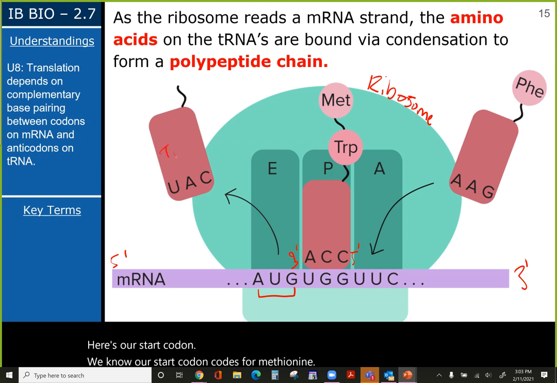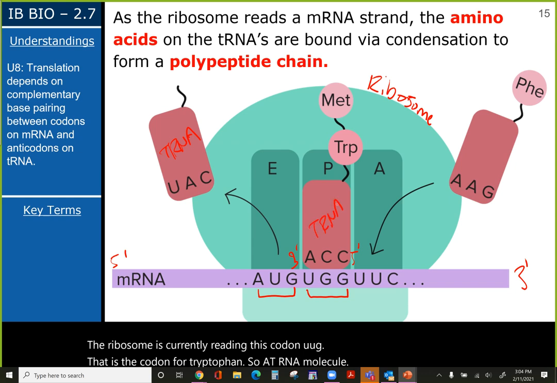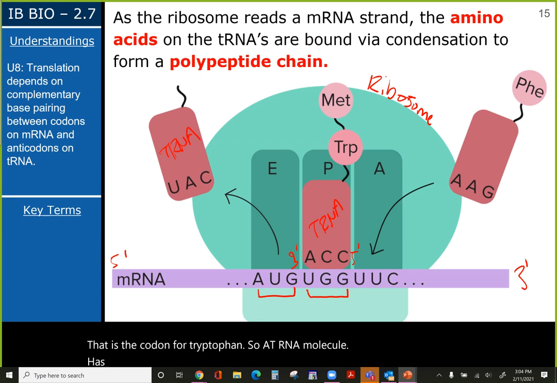This tRNA molecule has already dropped the methionine off, and now it's leaving. The ribosome is currently reading this codon, UGG. That is the codon for tryptophan. So, a tRNA molecule has brought tryptophan and used a condensation reaction to bond that tryptophan to the methionine.